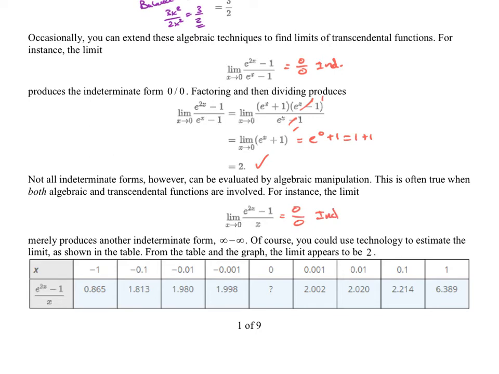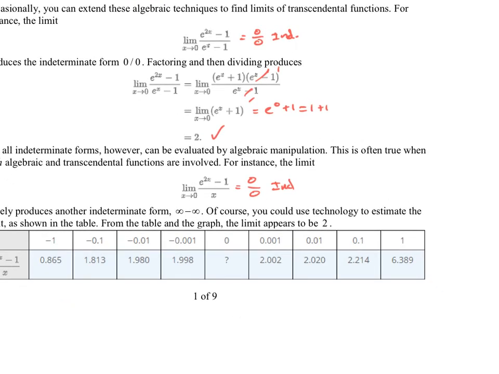Then what they said is you could separate this. You could look at this as e to the 2x over x minus 1 over x, as x approaches 0. And if you look at the limit as x approaches 0, this actually approaches positive infinity, and this approaches infinity. So what you have would be infinity minus infinity, which is what they're talking about right here. That's another indeterminate form, and infinity minus infinity is not 0, believe it or not.